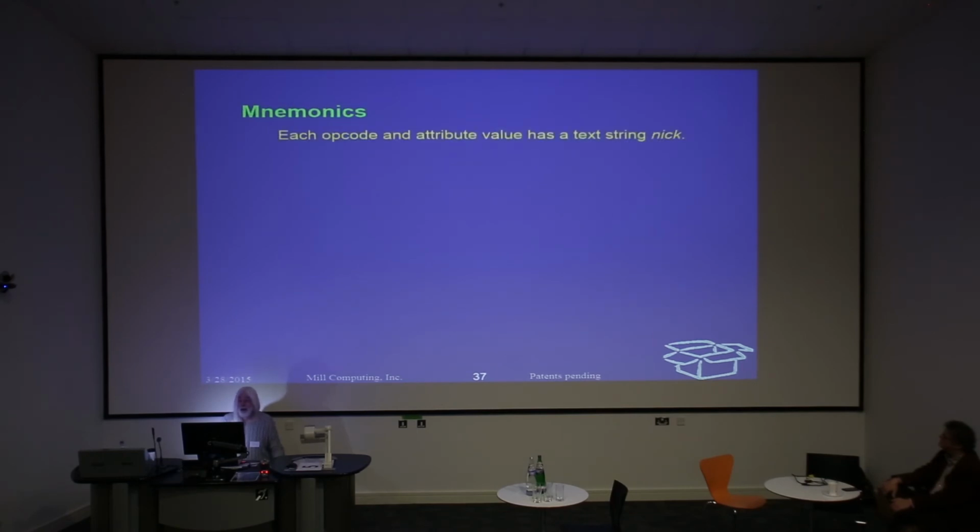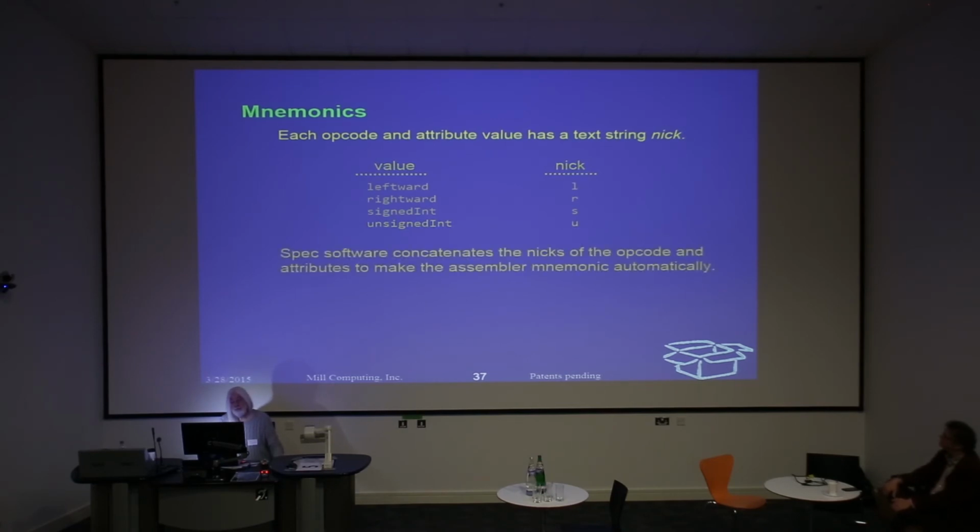The mnemonics are mechanically generated. Each one of those attributes has a nick, so that we simply concatenate all the nicks to produce an appropriate mnemonic and generate an assembly that recognizes those. The specification, for example, shift RS there, it's a shift right signed. Nobody did that by hand. That's all done mechanically. There are about 120 core ops and well over 1,000 individual operations.